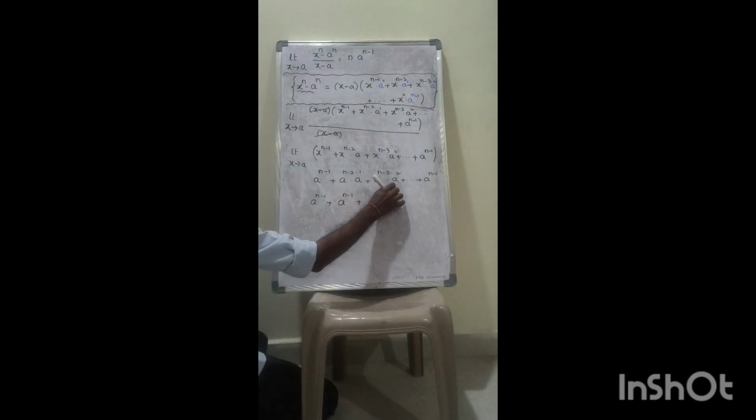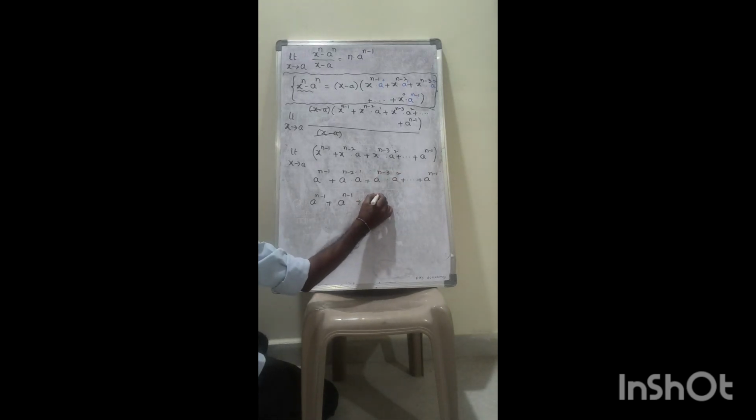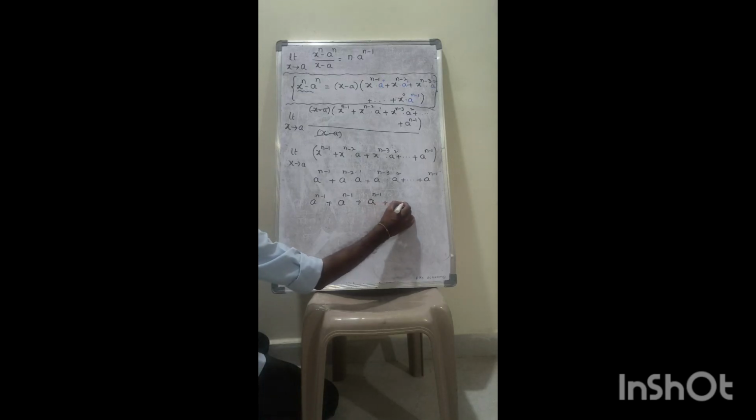In this place also we are going to get a power; bases are the same and they are multiplying, therefore the exponents will be added. So n minus 3 plus 2, which is n minus 1. So a power n minus 1. And lastly we also have a power n minus 1. So this is what we have.